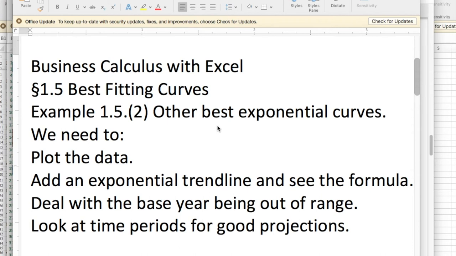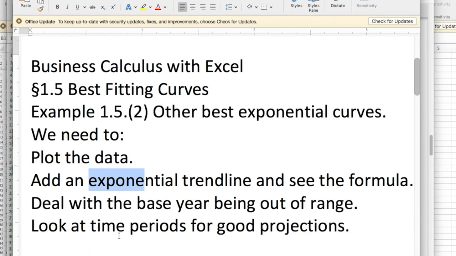Today we're looking at examples out of section 1.5, best fitting curves. We're looking at best fitting exponential curves, and we're going to look at the consumer price index. Obviously we need to plot the data and add an exponential trend line and see the formula, but we're going to look at some other details that show up.